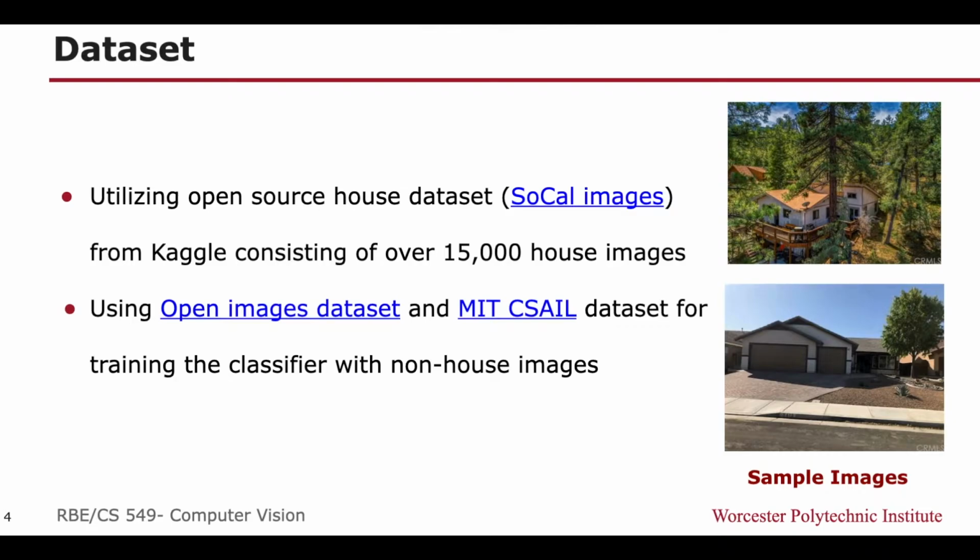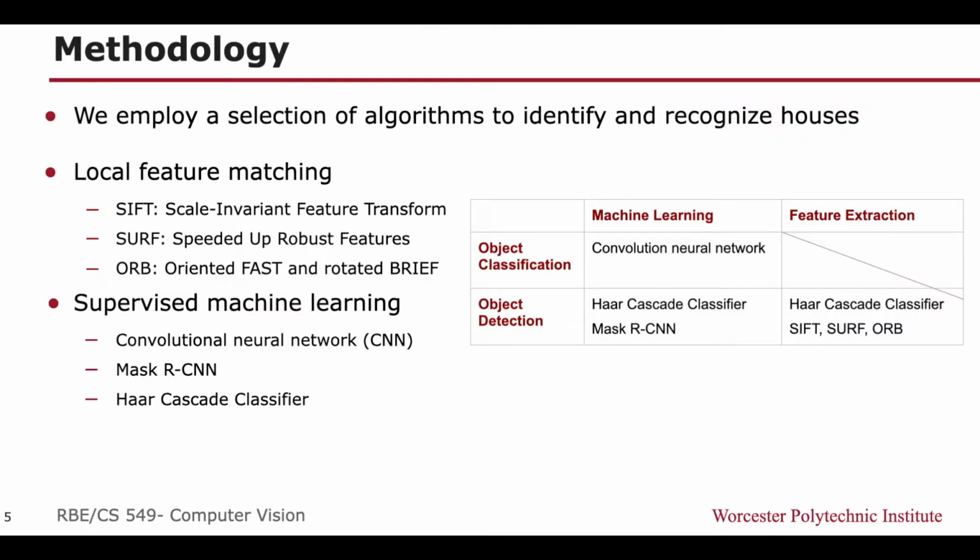For the dataset, we used open source SoCal images, which consist of over 15,000 house images. For non-house images, we used the Open Images dataset and MIT CSAIL images. For our methodology, we used a bunch of algorithms which involve local feature matching and supervised machine learning. The local feature matching involved implementations of SIFT, SURF, and ORB, while the machine learning methods include CNN, Mask R-CNN, and Haar cascade classifier.